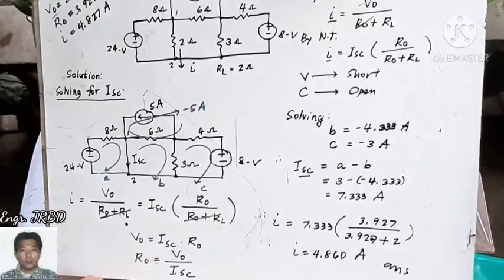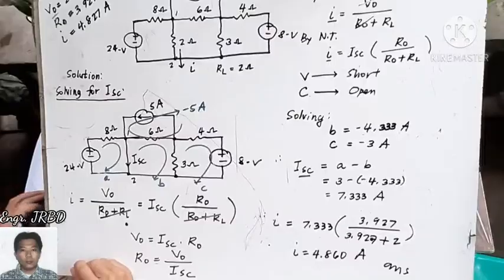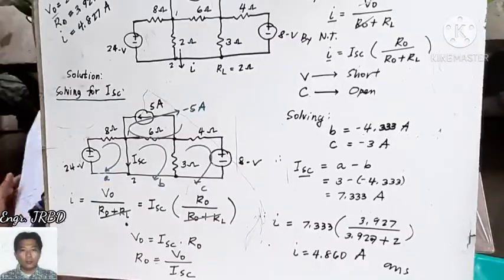Okay? So this is how you are going to use your Thevenin's and Norton's theorem in a problem. Circuits containing dependent sources. Okay?